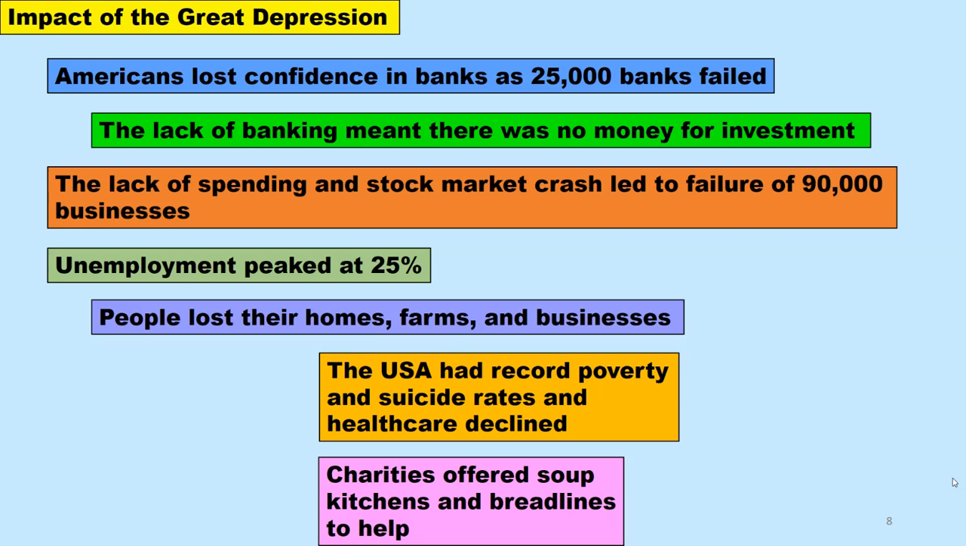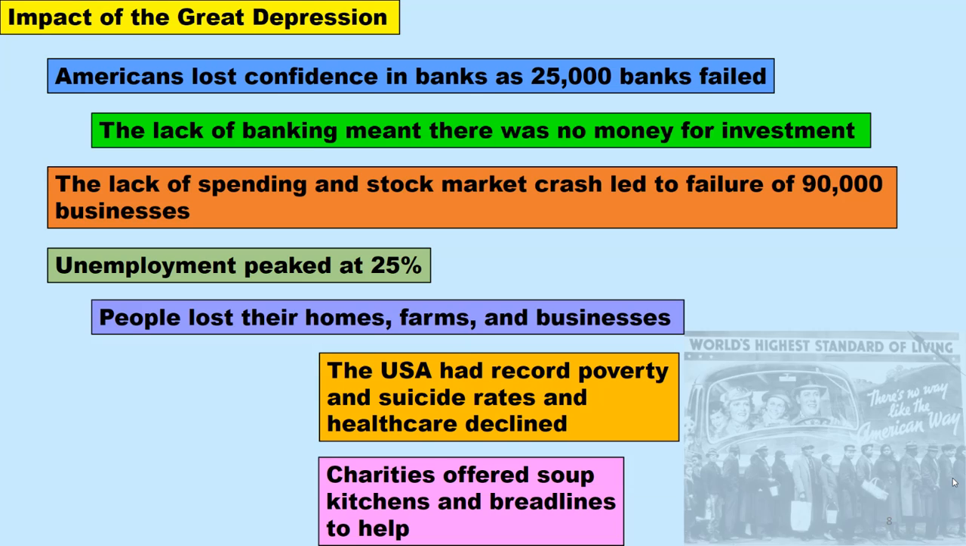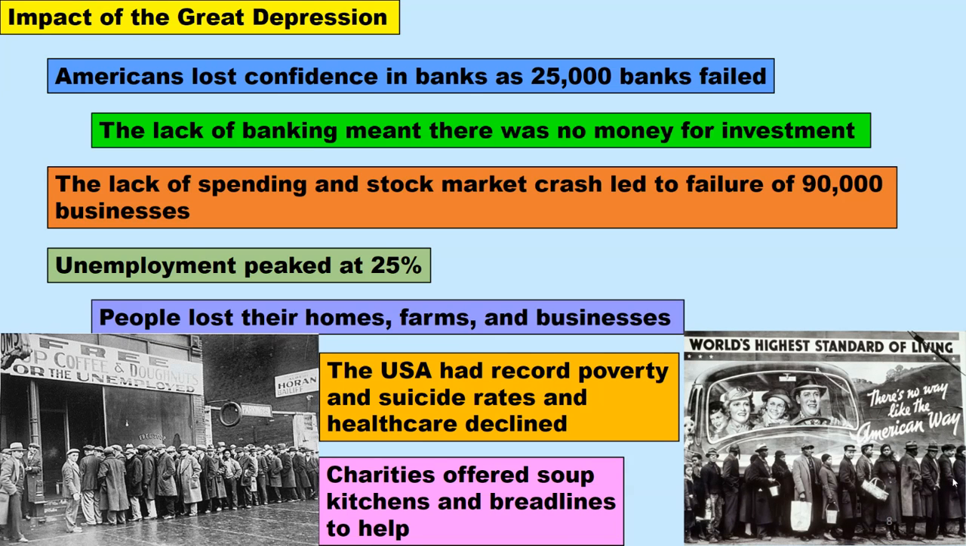But we are going to see some churches and charities open up to offer soup kitchens and bread lines. I think we've seen this before. I believe maybe it's one of my favorite photographs in American history, just because of the ironic message. The world's highest standard of living. There's no way like the American way. And then you have this group of people with baskets and buckets waiting to get soup and bread, right? It doesn't seem like a really great way of living, but nonetheless, that is the way that life was in America.